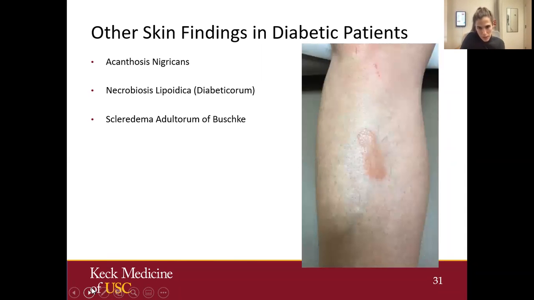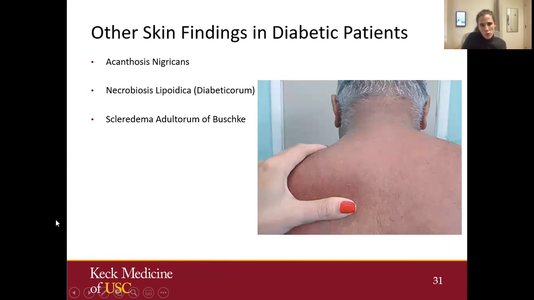This is a patient I saw in my clinic who had NL at Keck in the last few years. And then there's another diagnosis, not that common, thankfully, but it can be really recalcitrant and difficult to treat. We can go forward, thank you so much, Brandon. This is scleredema adultorum of Buschke, a variant of scleredema that affects the posterior neck up to the upper back. It's really indurated. You can see that tawny, hyperpigmented look and a little bit of erythema on the posterior neck and upper back.